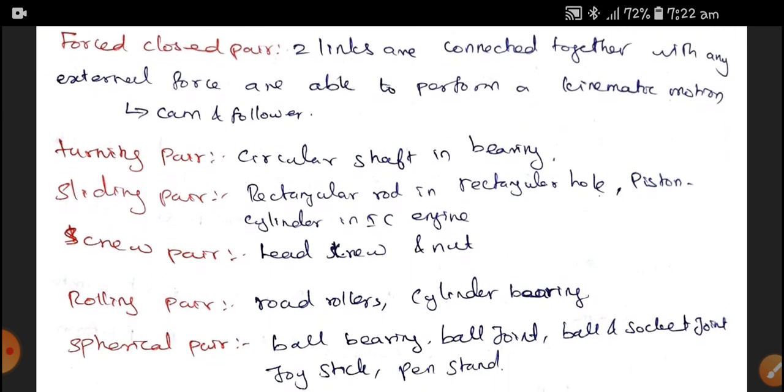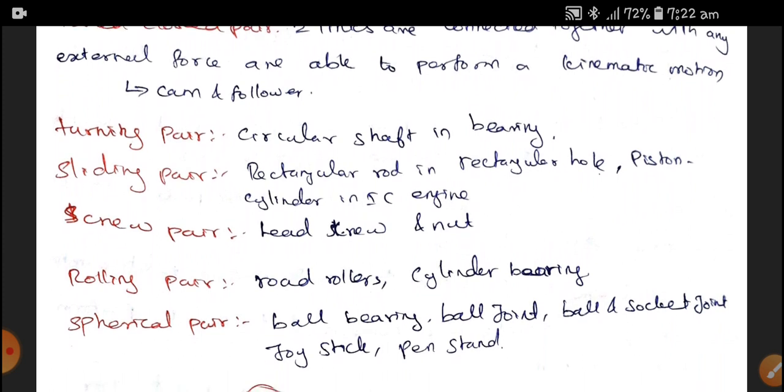Next are different types of pairs for simple understanding. A turning pair is a circular shaft in a bearing. A sliding pair is a rectangular rod in a rectangular hole.